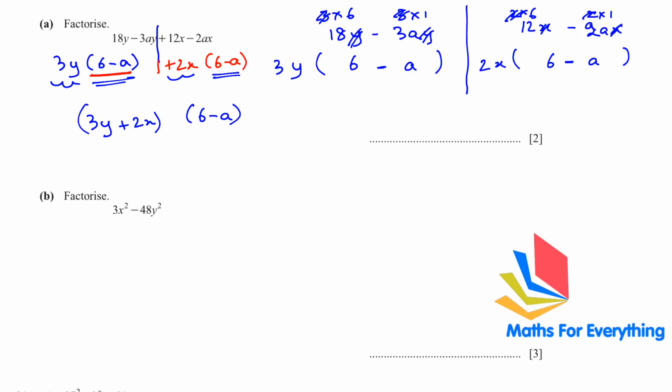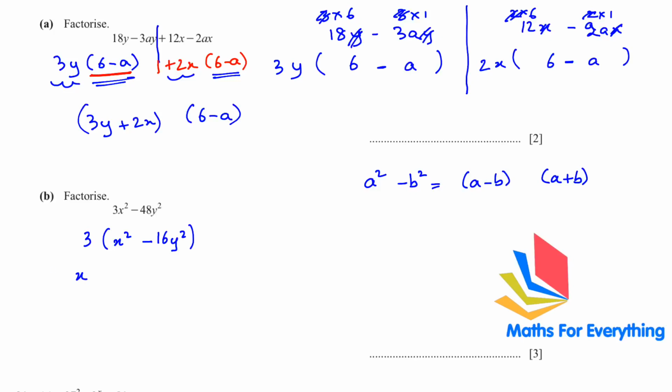Next one. In the next part of the question, we can see that 3 is common. So we factorize the 3 out. We'll be left with x squared minus 16y squared. Whenever you have squares, suppose you have a squared minus b squared, we use the difference of squares rule, which is a minus b and a plus b. This identity is really very important. You need to know it very well.